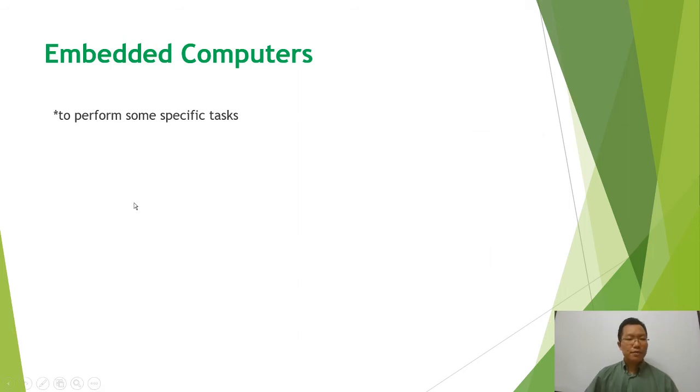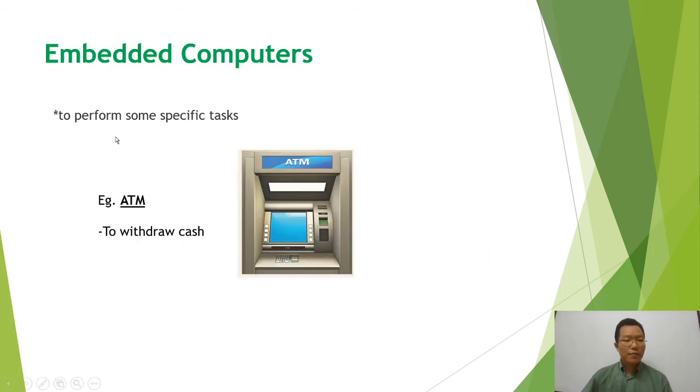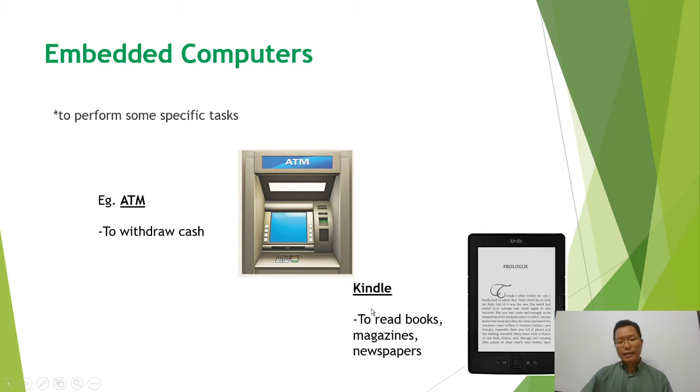Embedded computers. Embedded computers perform some specific tasks, particular tasks. They cannot perform different kinds of things, like an ATM. An ATM is used to withdraw your cash by using your ATM card. Kindle is used for reading magazines, newspapers, etc.